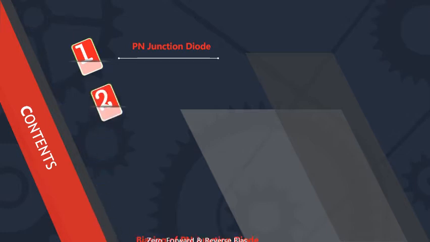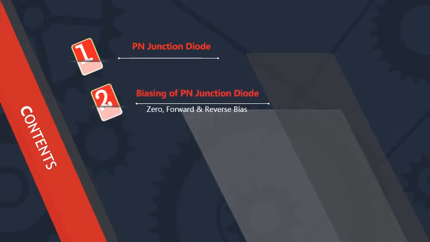In this lecture, we will study the PN junction diode, an introduction to the PN junction diode, how it works, and biasing of the PN junction diode. We will study 3 biasing conditions of the PN junction diode: zero bias, forward biasing and reverse biasing.